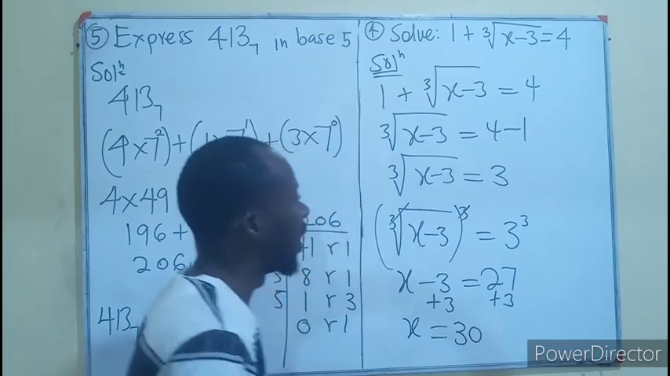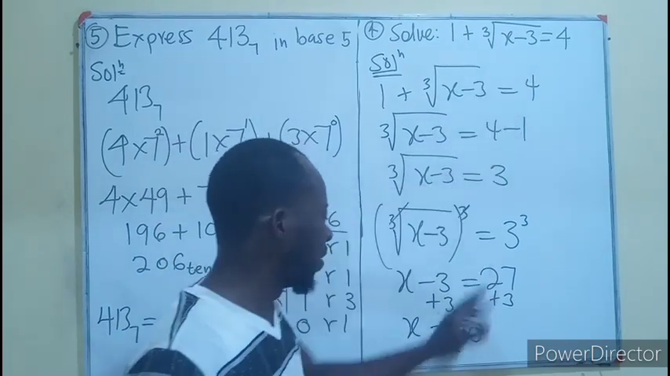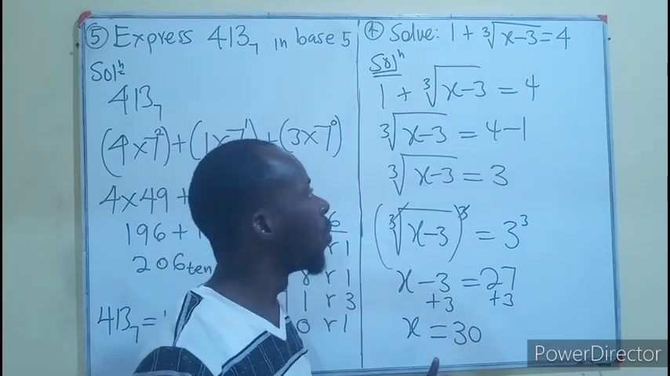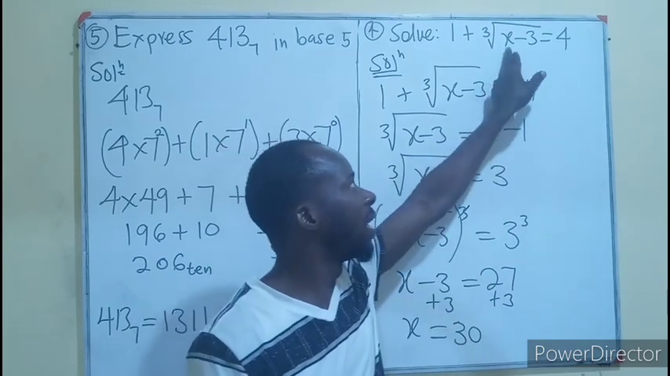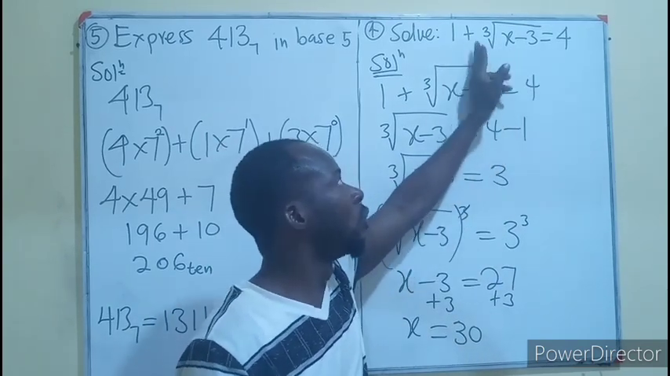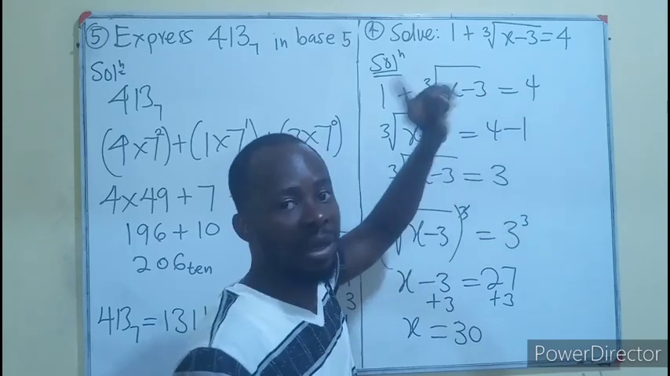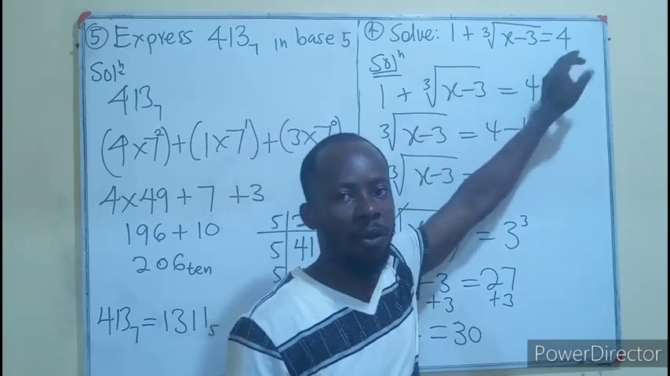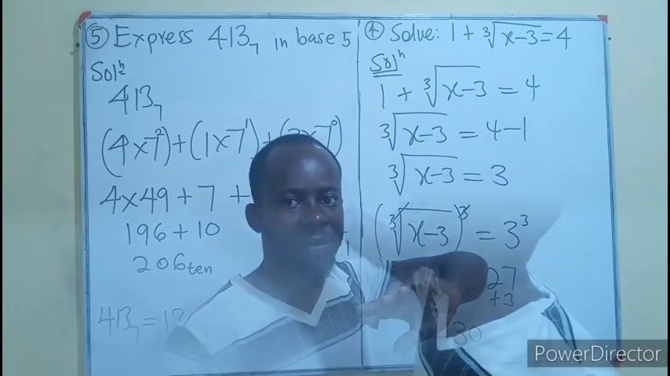And that will be 30. So it means the value of x that satisfies this expression will be 30. If you put 30 there, it gives you 27. The cube root of 27 will give you 3. 3 plus 1 is 4. So the left will be equal to the right.